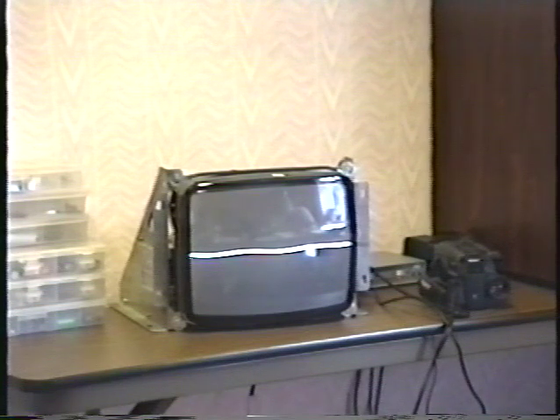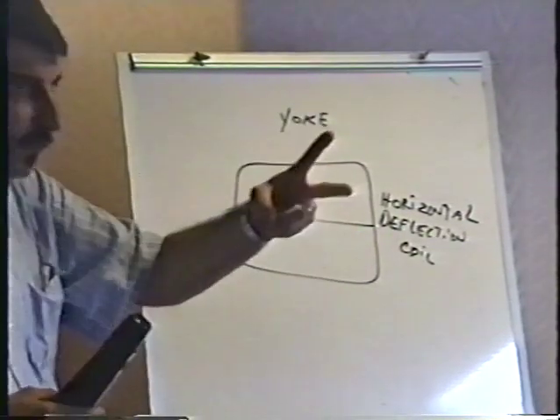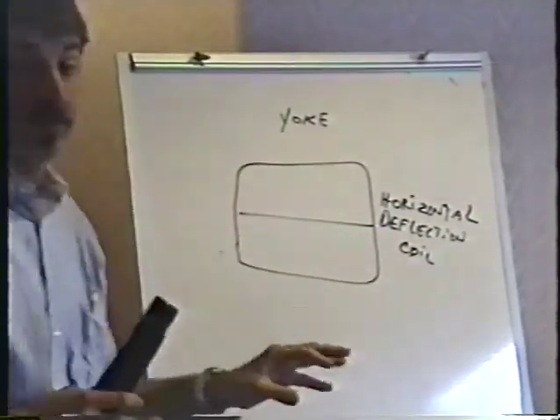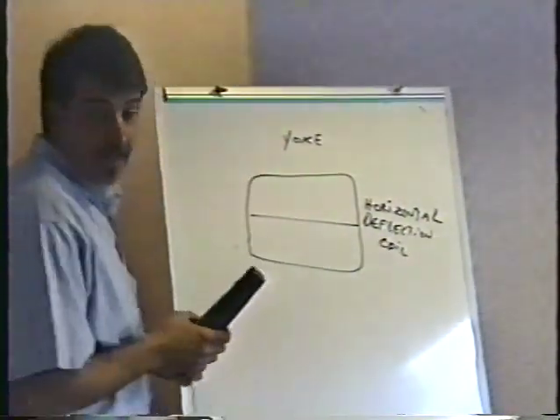The horizontal deflection coil is one of two coils in the yoke. It's actually two pairs of coils, but we can think of it as two different coils. One of them is called the horizontal deflection coil.